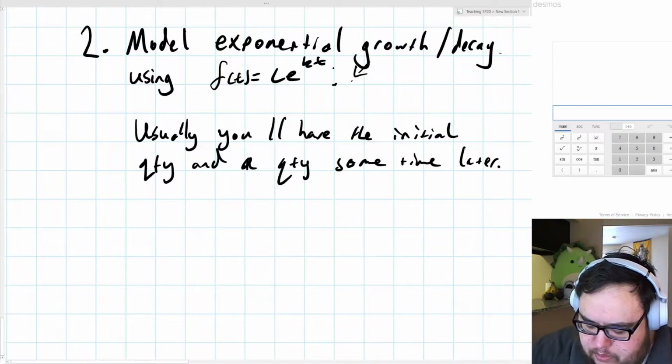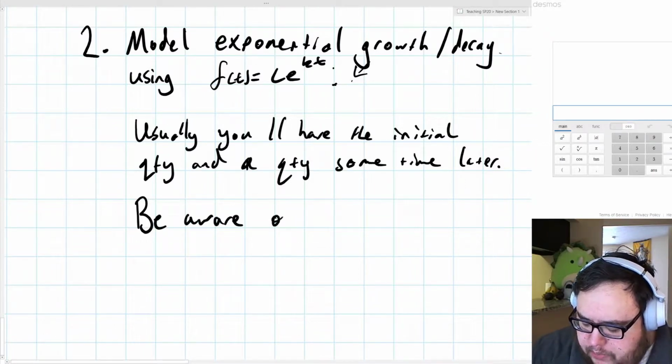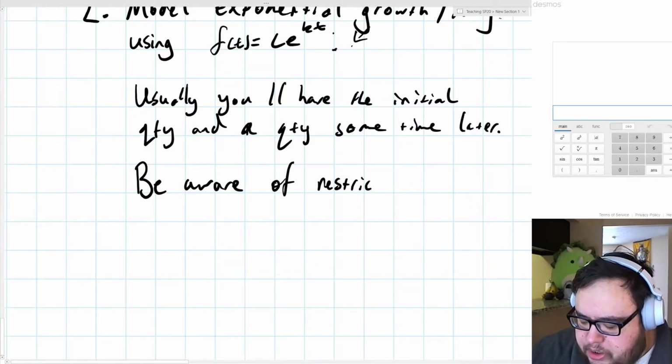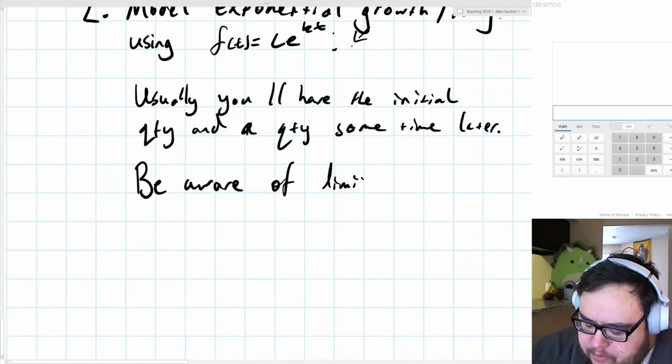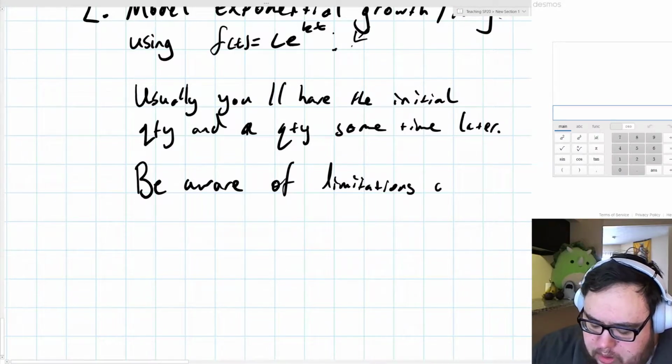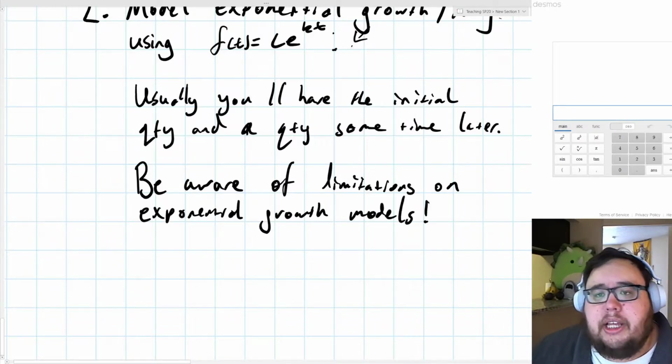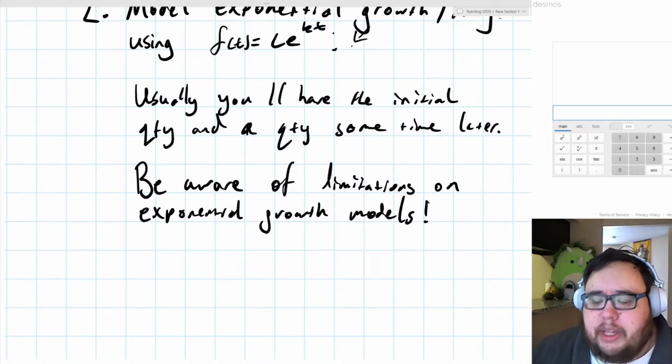So be aware of restrictions, or limitations is a better way of putting it, on exponential growth models. We talked about this in last class, but all exponential models eventually are unrealistic. And just be aware of how that can happen and why that can happen.